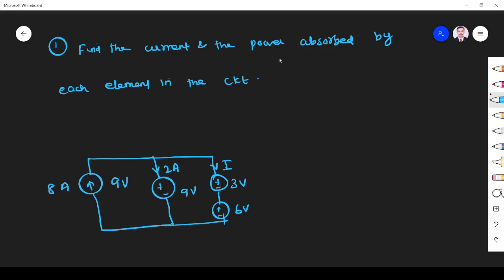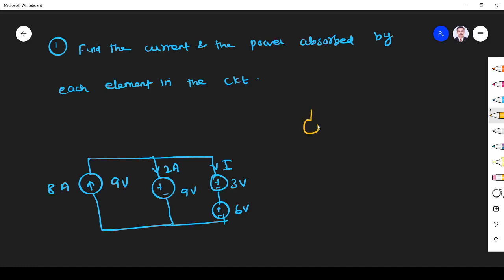Find the current and the power absorbed by each element in the circuit. That is the question. So we have to find current and power absorbed by each element. Whenever we deal with power, we must remember one convention. What is the convention?